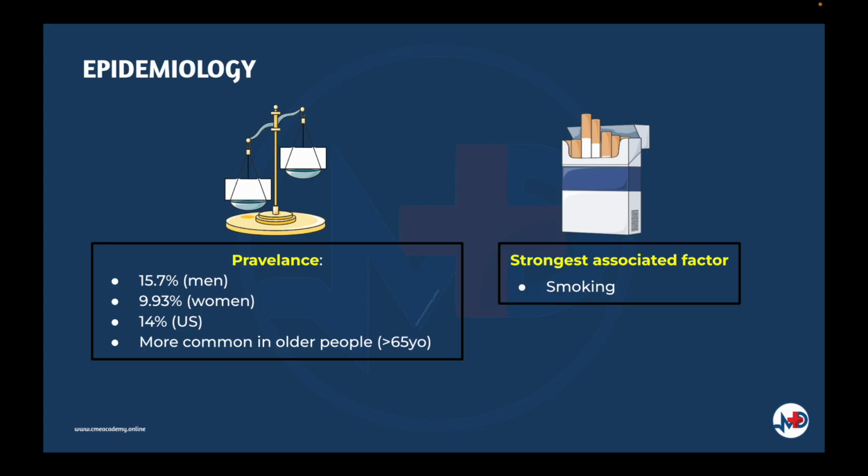The prevalence of COPD is about 16% among men and about 10% among women, and 14% in the US general population. COPD is more common in older people who are more than 65 years old. The strong associated factor here is smoking.